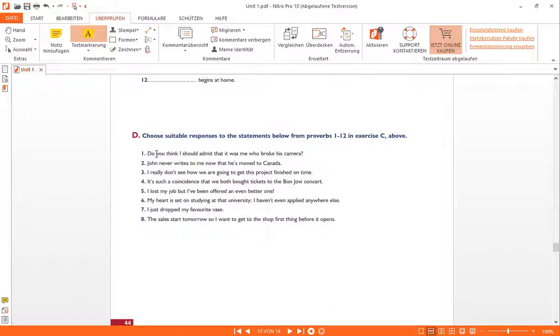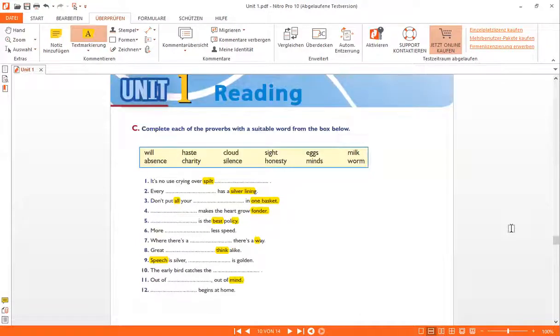If somebody says to you, do you think I should admit that it was me who broke the camera? What should you tell the person? The person doesn't want to admit that he broke the camera. You should obviously say honesty is the best policy. Yeah. Or, John never writes to me now that he's moved to Canada. Out of sight, out of mind. Yeah. So it's an interesting exercise. It's a fun exercise. Go ahead and figure out the answers and then check those on the last page.